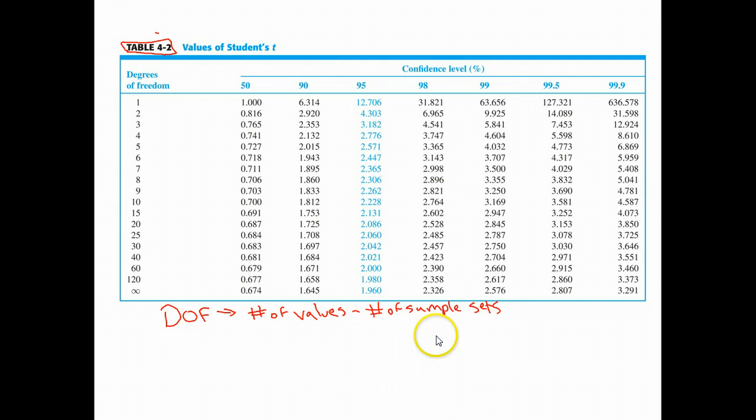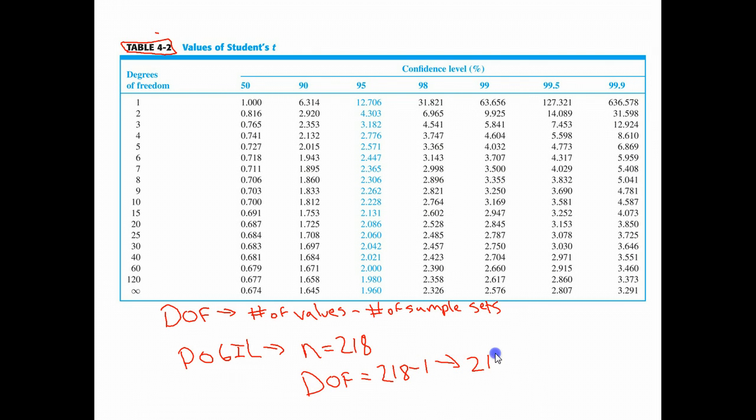In that example from POGIL 2, we talked a lot about these car seat examples where you're measuring a bunch of cars, and the total n, your total number of values, equals 218. And 218 all came from one sample set, so degrees of freedom for that was 218 minus 1, which is 217. You can see that is much higher than this, but you can see this value of t changes. It approaches roughly 2 as you increase values.